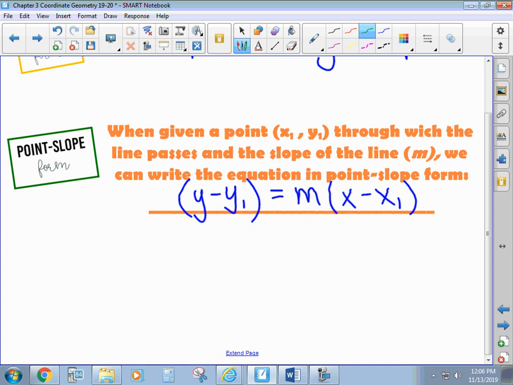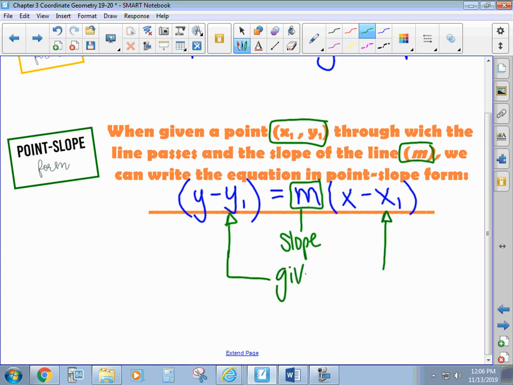I'm given m. What do you think m is? M is going to stay the same. M is going to be our slope. It was the slope in y equals mx plus b. It stays the slope in point slope. If I'm given the slope and I'm given a point, notice it says x1 and y1. This comes from the given point. That's where those numbers come from.